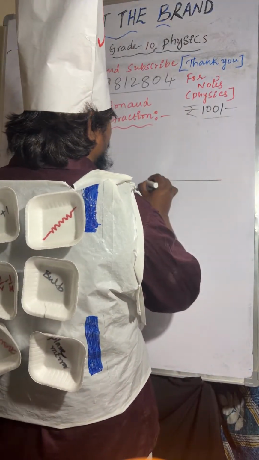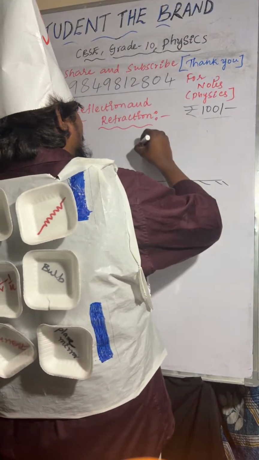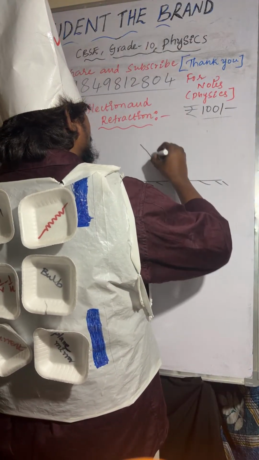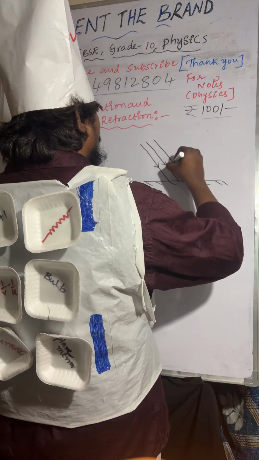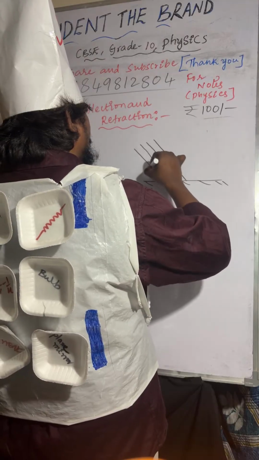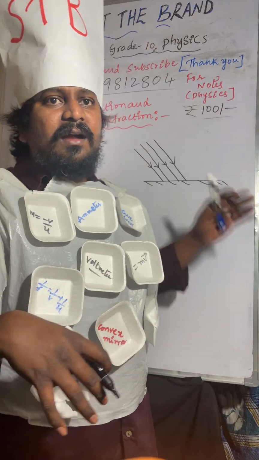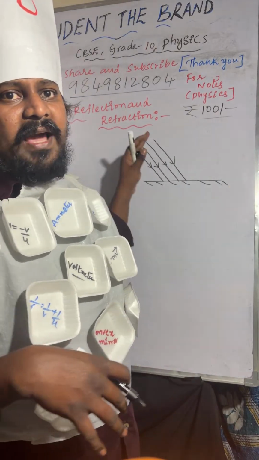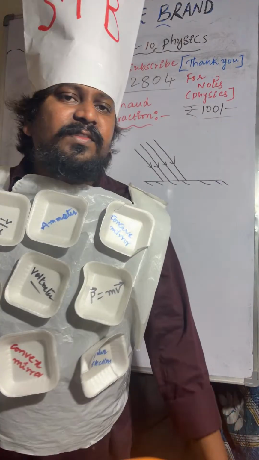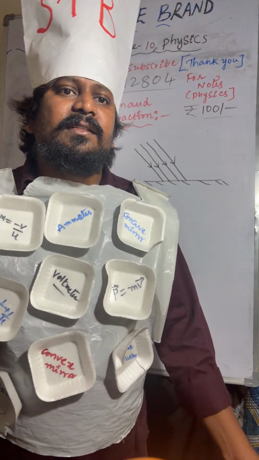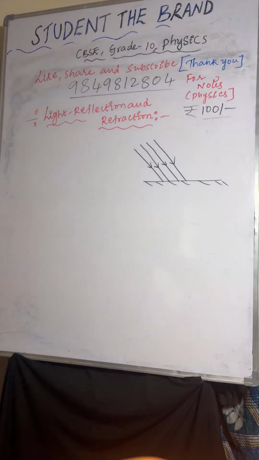So I am taking this one. This is a smooth surface. These are the incident light rays, and they are parallel to each other. After reflection, the reflected light rays are also parallel to each other. This type of reflection is called regular reflection.